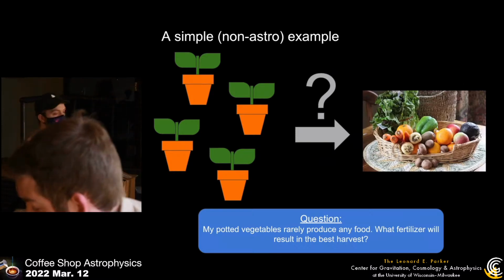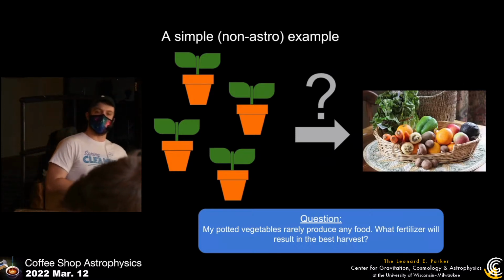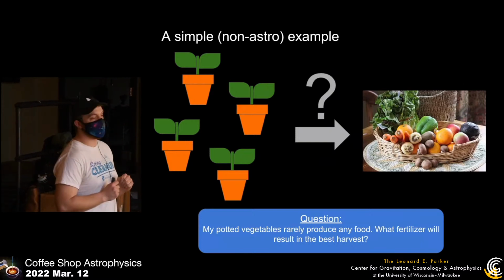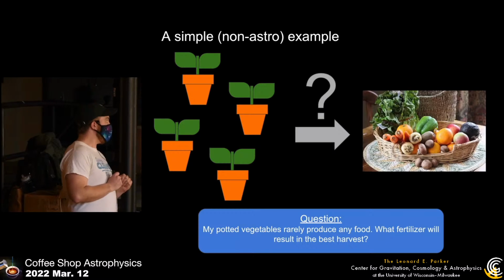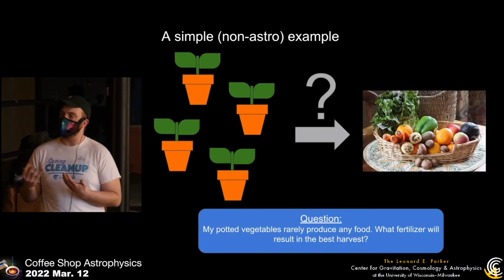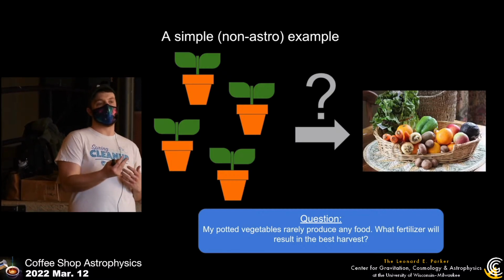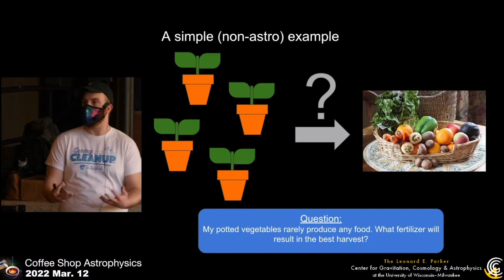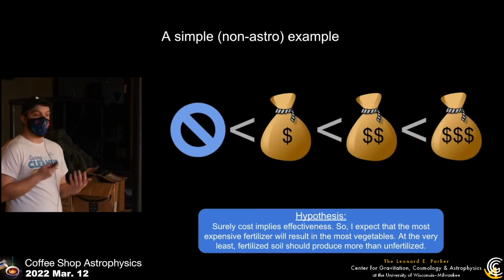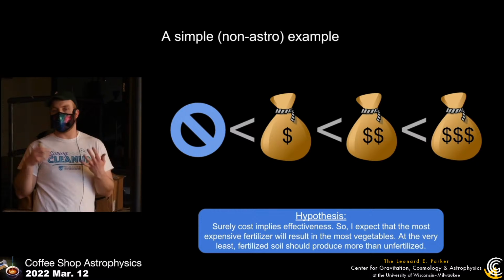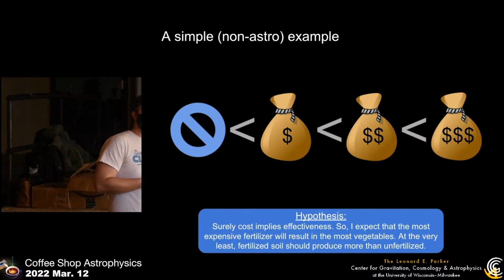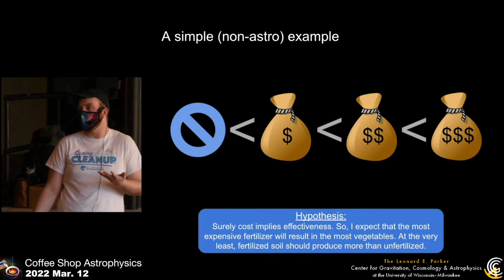So one question that I have has to do with the fact that every year I try and plant vegetables, and every year they die, and I don't get any vegetables from them. So in order to figure out a way forward with this, I might ask the question, what fertilizer can I use that will make me get the most vegetables from my plants? So, naively, I might think cost must scale with effectiveness for fertilizer. That is, the most effective fertilizer would be the most expensive.